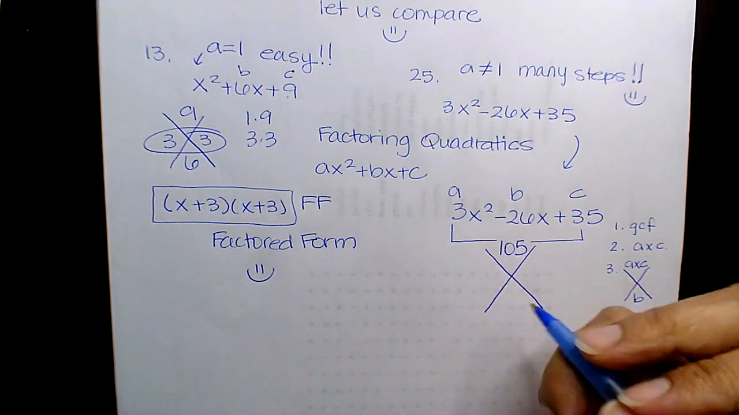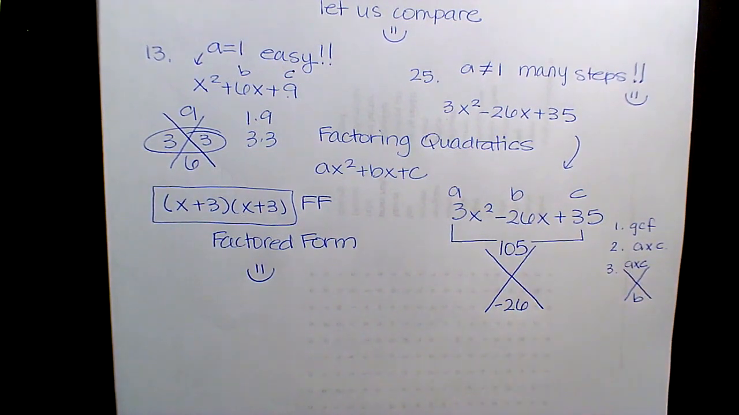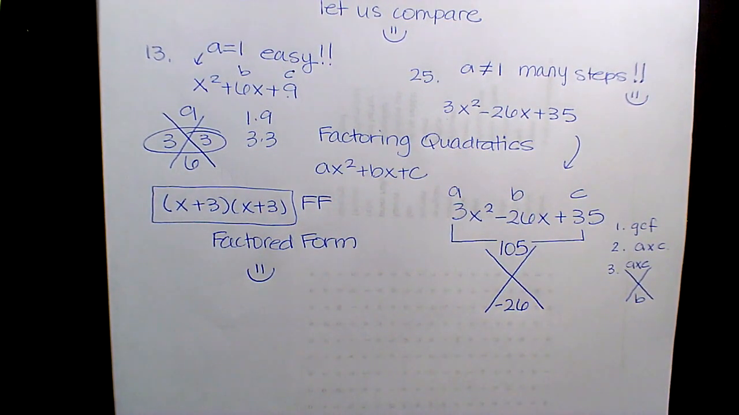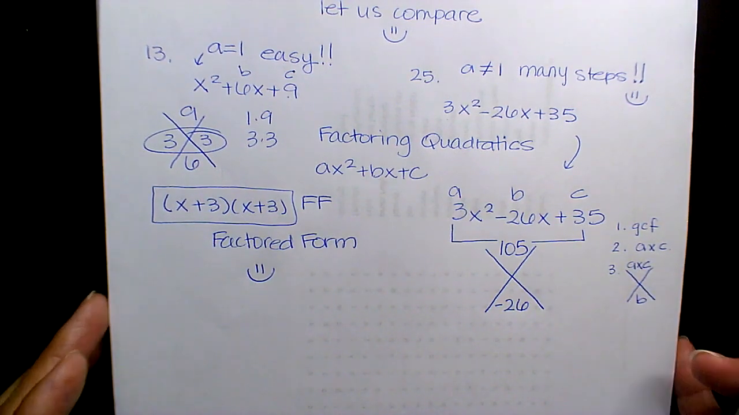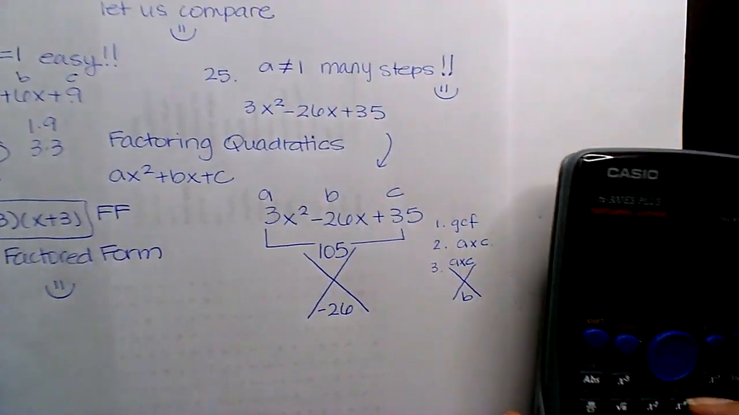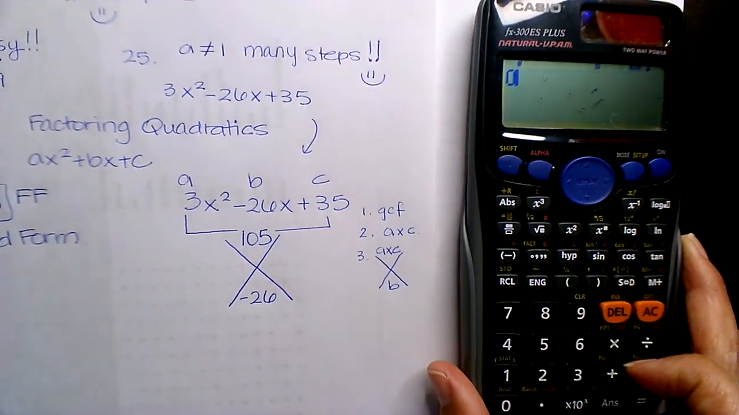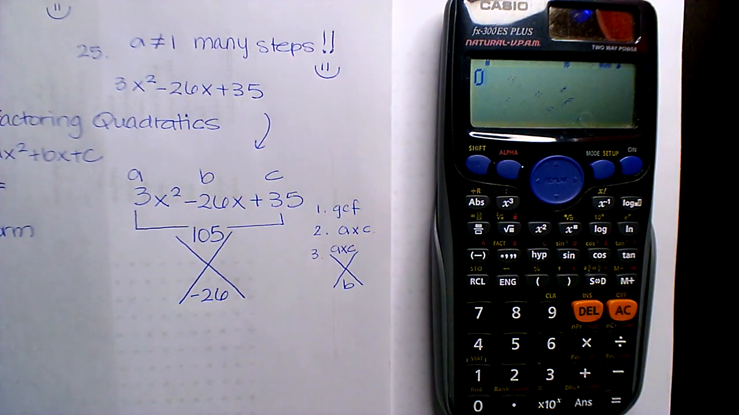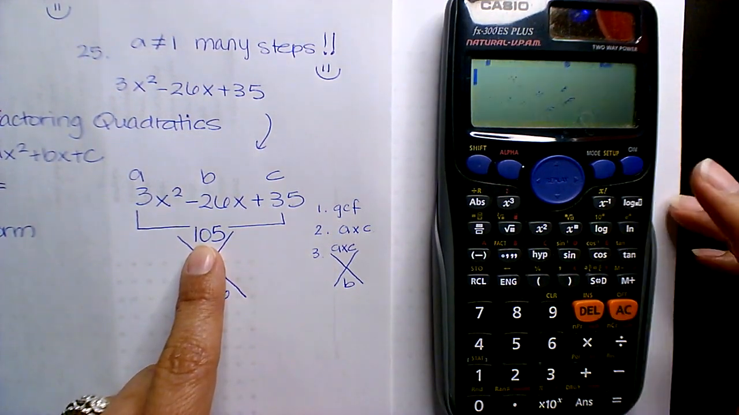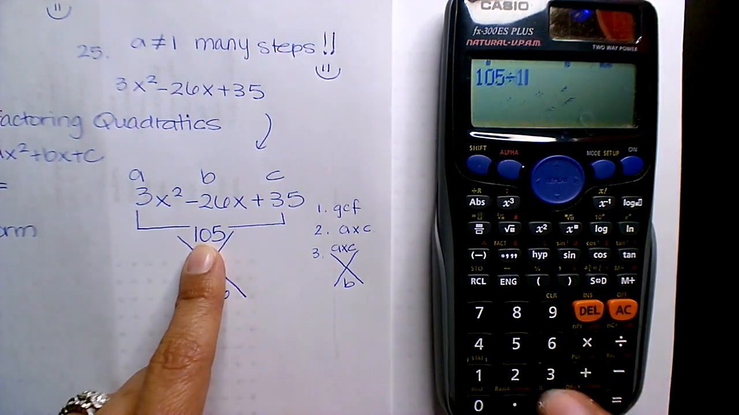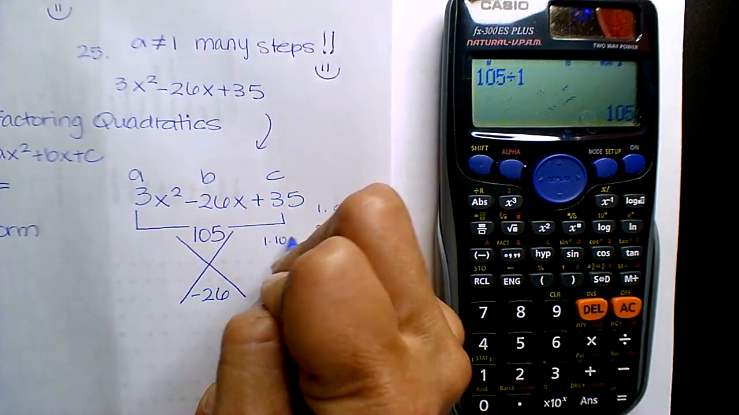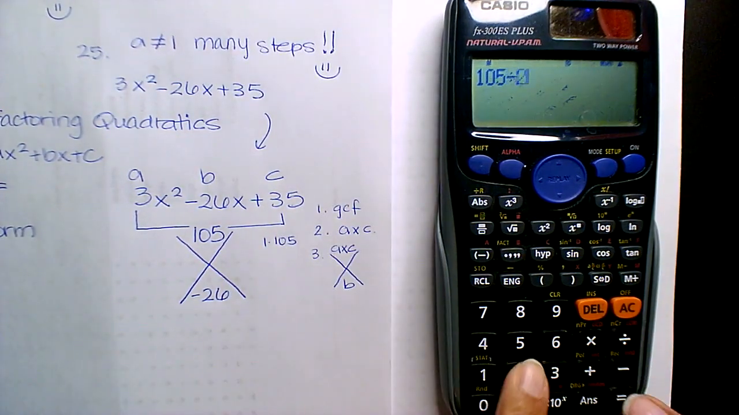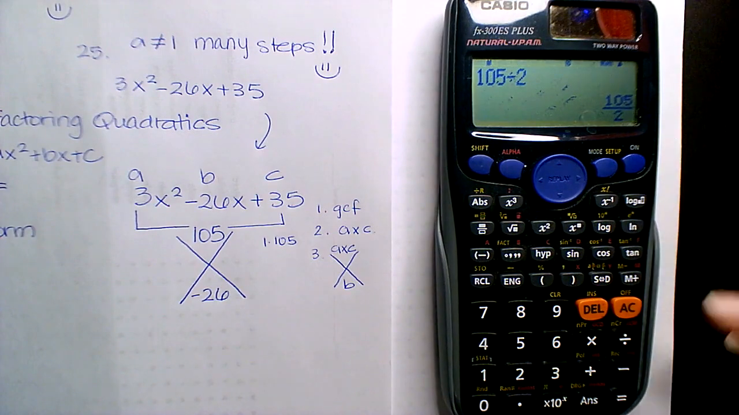And what's my b value? Negative 26. Okay, now this is where you have to be good with your numbers or comfortable with the calculator so that you can start finding your values. I'm going to try and find all the possibilities of getting 105. What's 105 divided by 1? 105. Okay, 105 divided by 2. It's a fraction, so I don't want that.